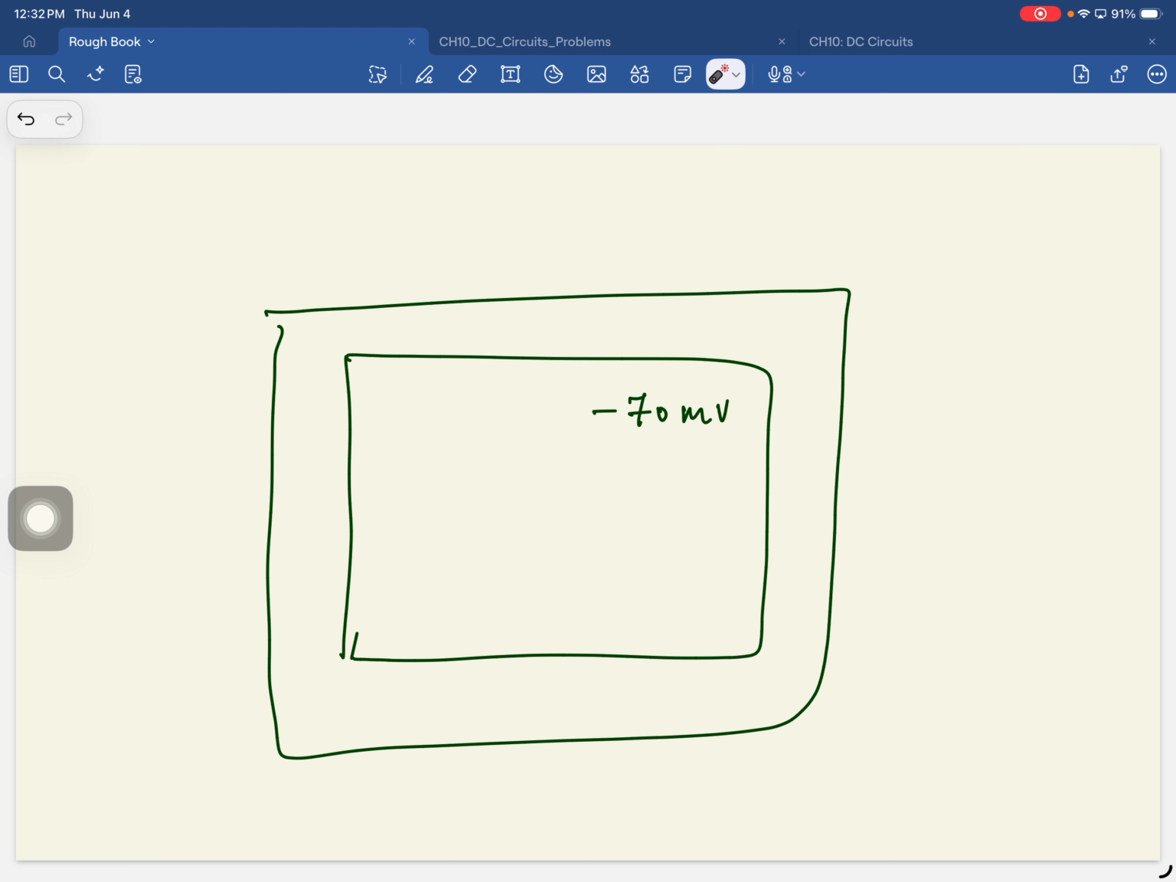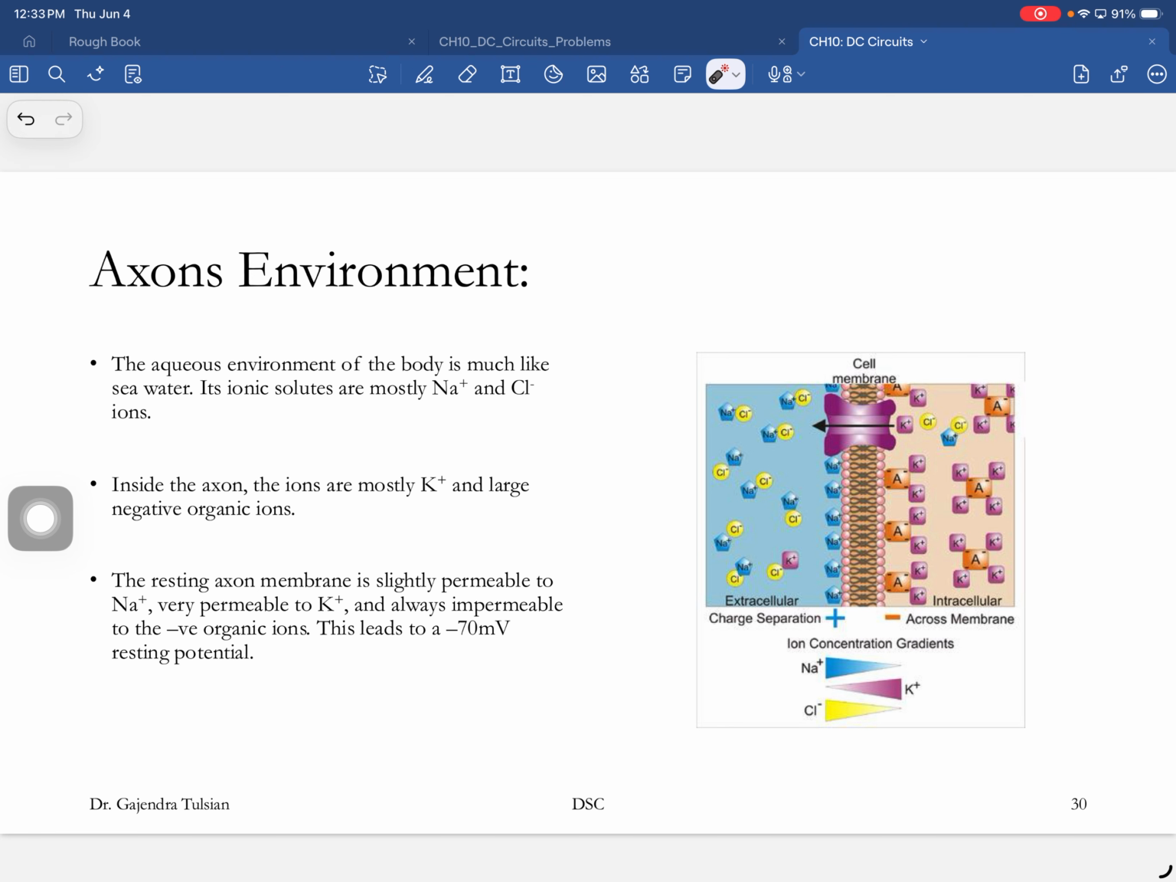So here's what's going on inside the cell. Here's that wall. Inside this cell, you have potassium ionic molecule, where the negative ion is large and potassium is the positive ion. Outside is seawater, essentially, outside your cell. It's sodium chloride.